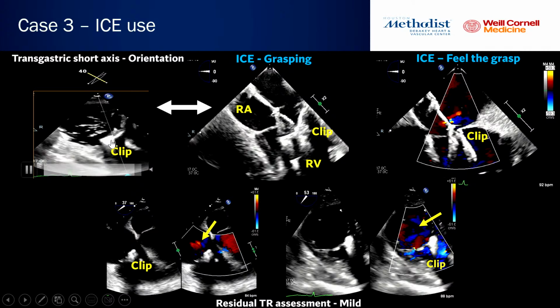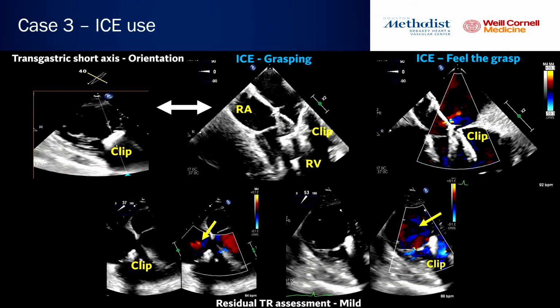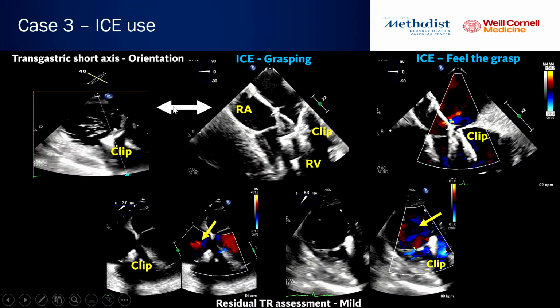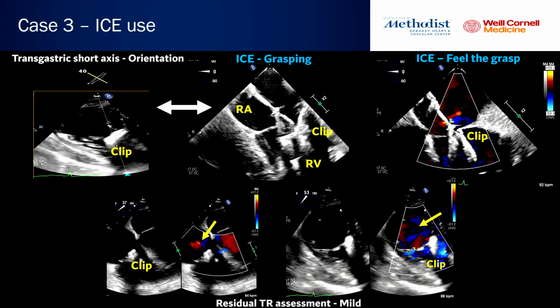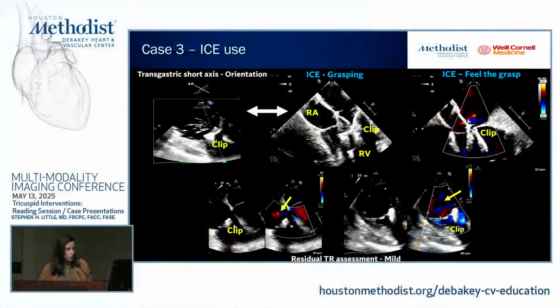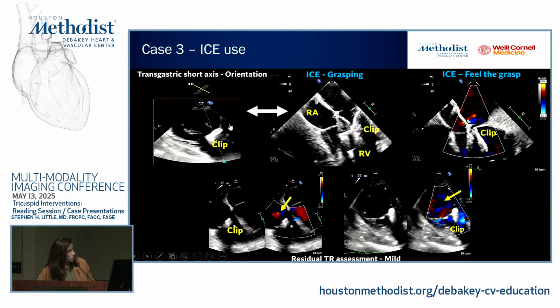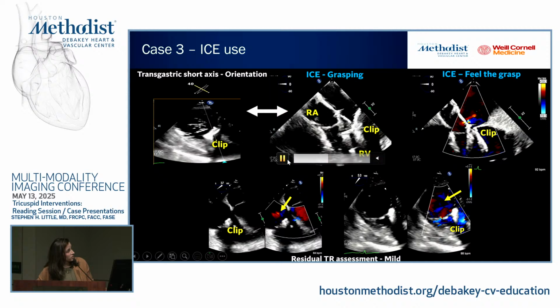And then we started to place our first clip, but we realized that our grasping views weren't optimal to be able to see those clips and those leaflets and grasp. So here we do a lot of back and forth. That's why I placed this little arrow here for you to understand that this is what we do live in the cath lab. So we go back and forth between TEE and ICE to be able to position the clip with transgastric TEE, orient the direction of the clip, and then we move to ICE for grasping.